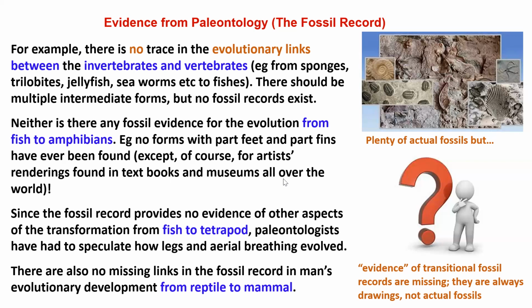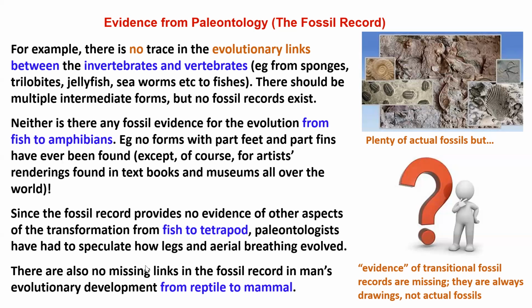All these are drawings. Since the fossil record provides no evidence of other aspects of the transformation from fish to tetrapod, tetrapod meaning they have four legs, paleontologists have had to speculate. That is not science. Speculate how legs and aerial breathing evolved. How do fish in water start having legs and then start breathing air on land? They don't have any evidence, so they just come up with their own theories and speculate. But that's not science, huh?